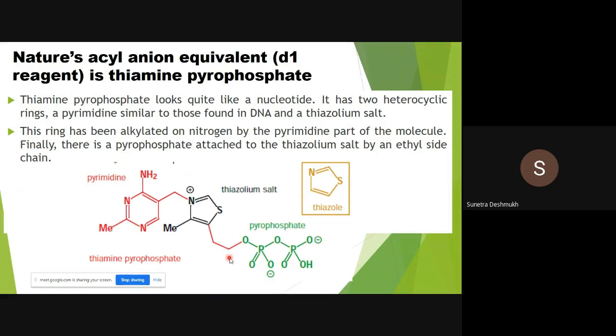So here is the structure of thiamine pyrophosphate. Okay, it's the thiamine molecule. Here is the thiazole, and here is a pyrimidine, and the overall structure we call thiamine pyrophosphate. Thiamine pyrophosphate looks quite like a nucleotide. It has two heterocyclic rings, a pyrimidine similar to those found in DNA and a thiazolium salt. This ring has been alkylated on nitrogen by the pyrimidine part of the molecule. Finally, there is a pyrophosphate attached to the thiazolium salt by an ethyl side chain. Okay, this thiazolium nitrogen possesses a positive charge. So how this d1 reagent performs its action in nature, we will see now in our next slide.